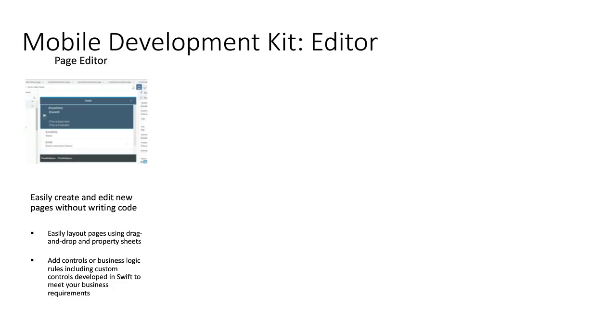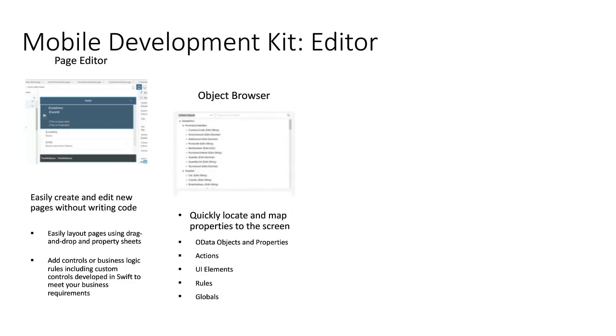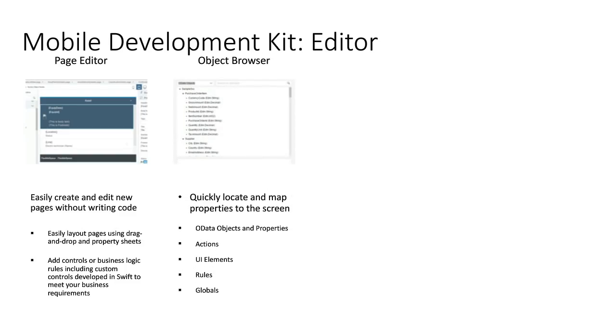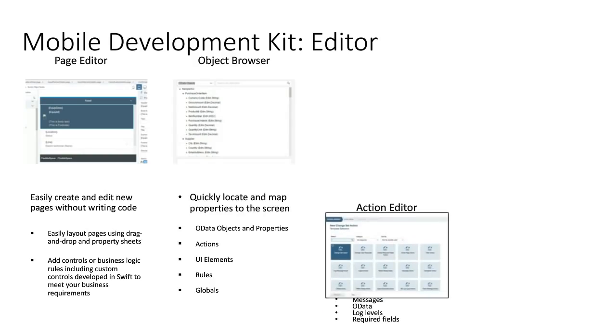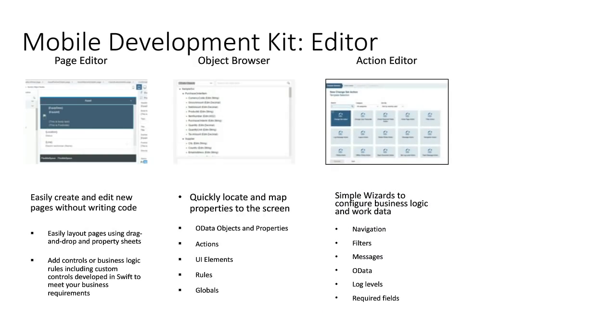And then you have the object browser. The object browser helps you quickly search and locate your data objects and properties, your actions, your UI elements, rules, any kind of localization objects, and then map them to those screen elements. Okay, and then the action editor. The action editor allows you to create new actions such as navigation actions, data actions, and logout actions, and it allows you just to follow the wizards. And then you find those actions in the object browser, and then you add them using the page editor.